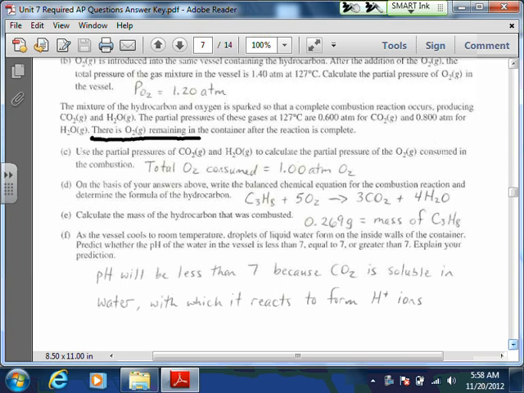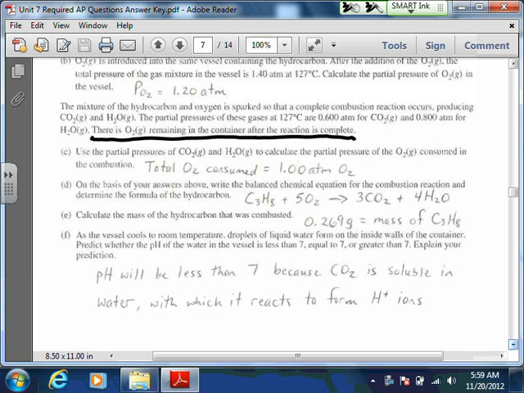Okay, so this is kind of important. What this is telling us right here is that the hydrocarbon itself is the limiting reactant. That's going to completely react, completely be used up, and that's going to come into play a little bit later. So use the partial pressures of the CO2 and the H2O to calculate the partial pressure of the O2 that gets consumed in the combustion.